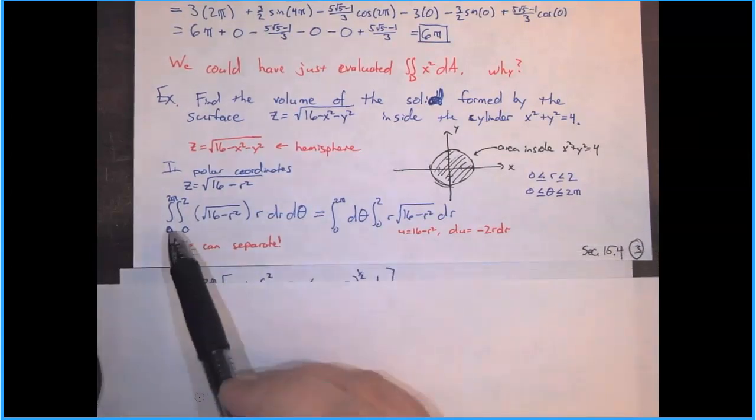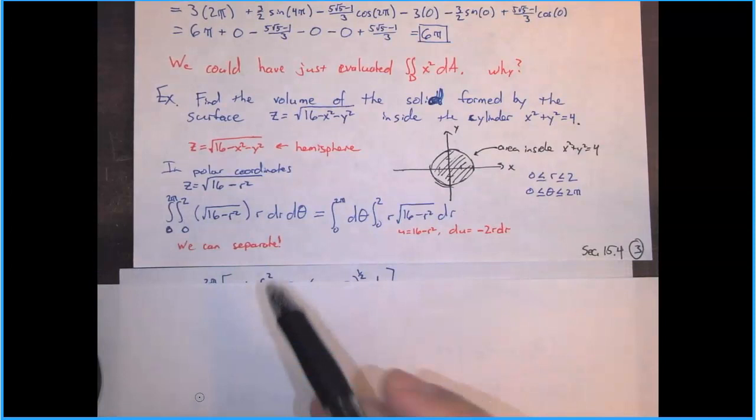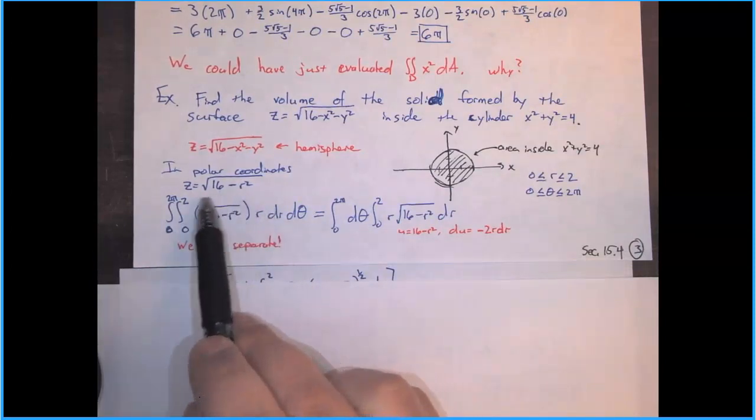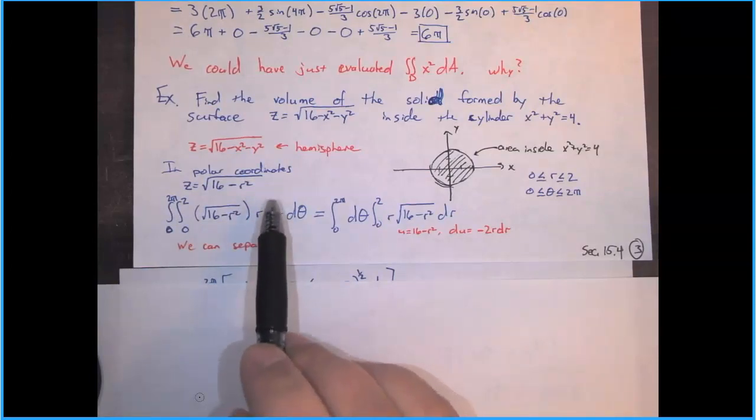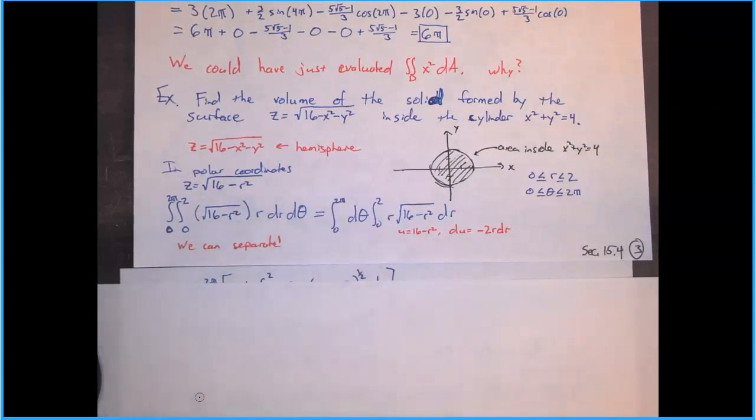Now, since my bounds are just numbers, I don't have any variables in my bounds, and my function here is completely in terms of r. I don't have any thetas. I could think of multiplying by a 1 to be a function of theta. This is a separable integral. We talked about this in section 15.1. If you have a function that you're integrating that can be written as a function of one variable times a function of the other variable, and there are no variables in your bounds, you can completely separate the integral. So that's what I'm going to do here.